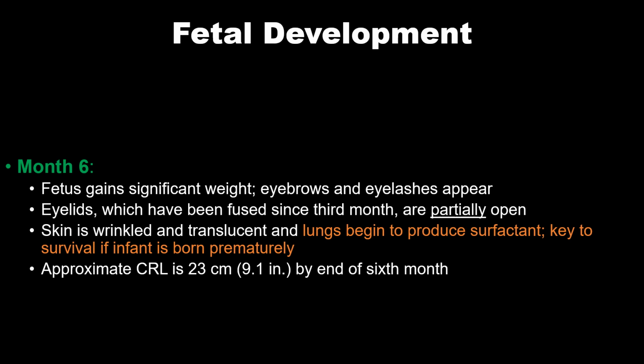Now, in month 6, the fetus gains significant weight. The eyebrows and eyelashes appear. Eyelids, which have normally been fused, are partially open, and the fetus's skin is wrinkled and translucent. Most importantly, the fetal lungs begin to produce their own surfactant, which is key to survival if the infant is premature. Crown rump length is typically 23 centimeters by the end of this month.